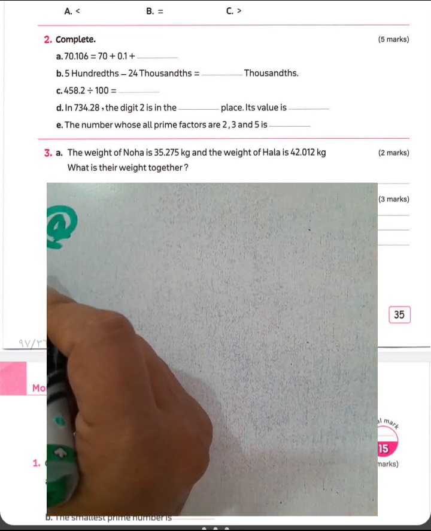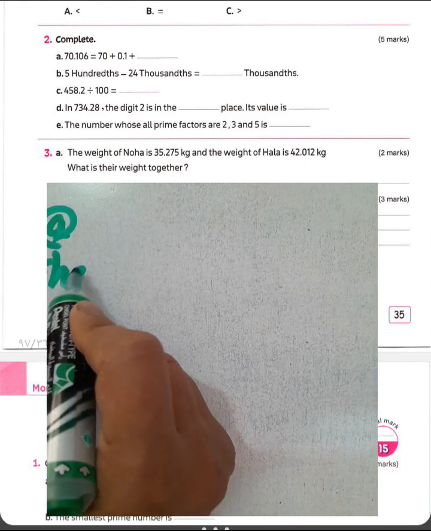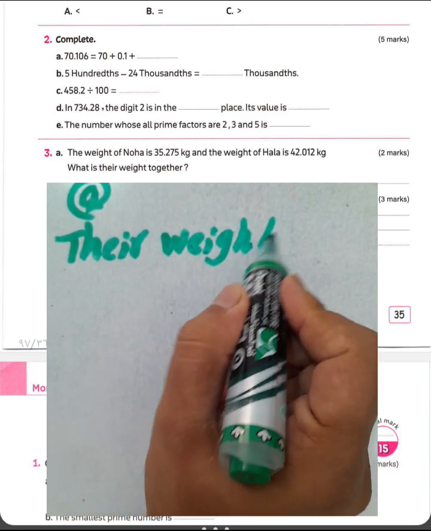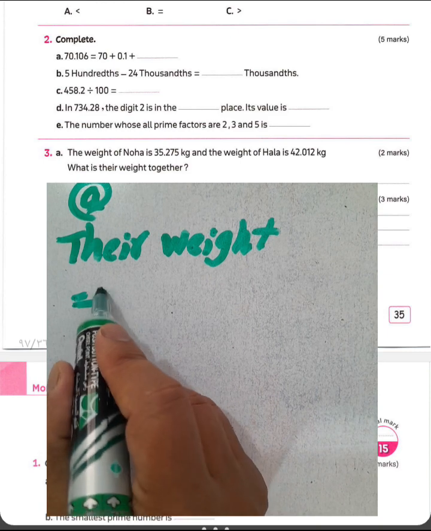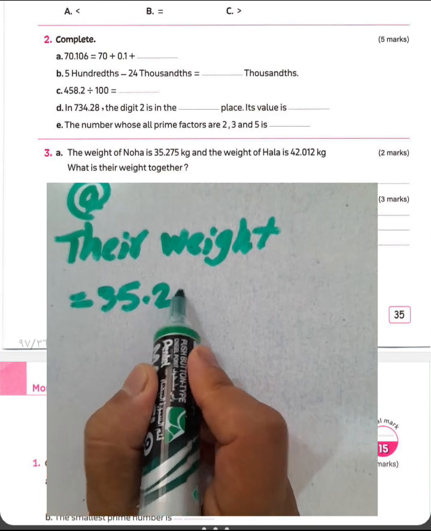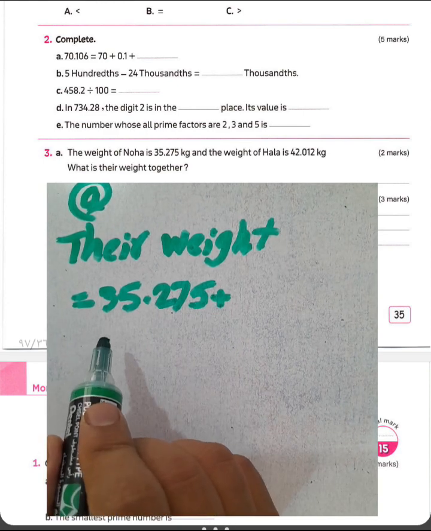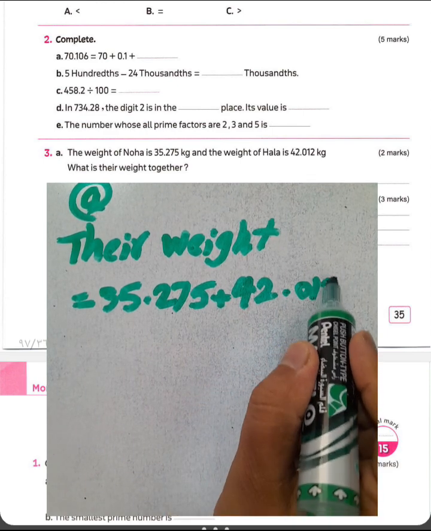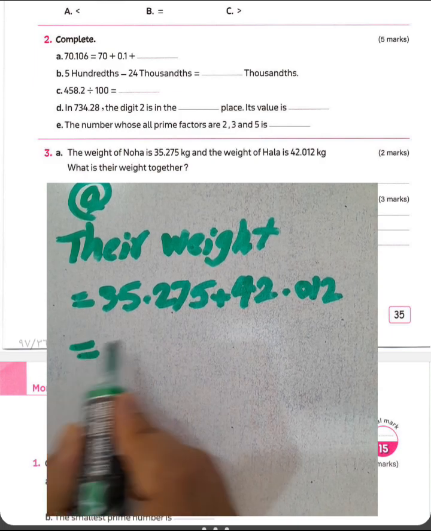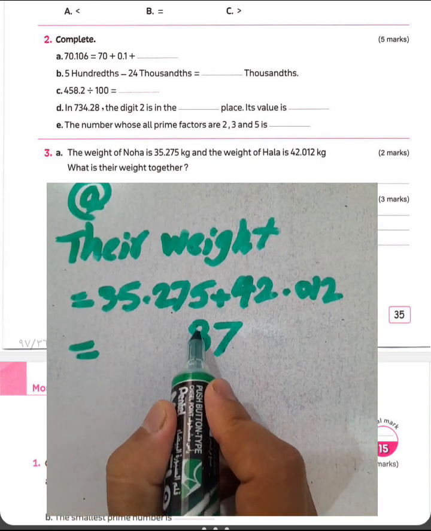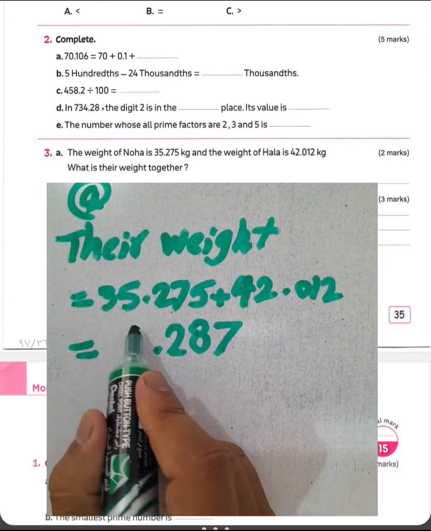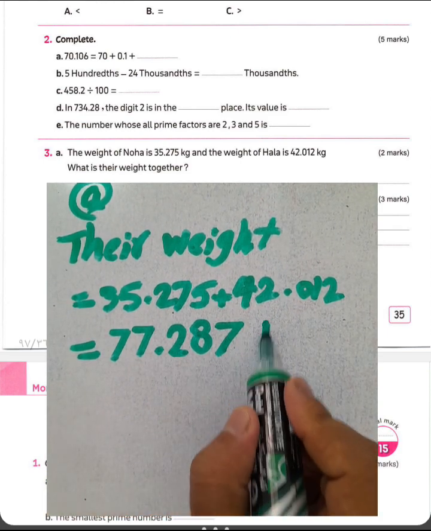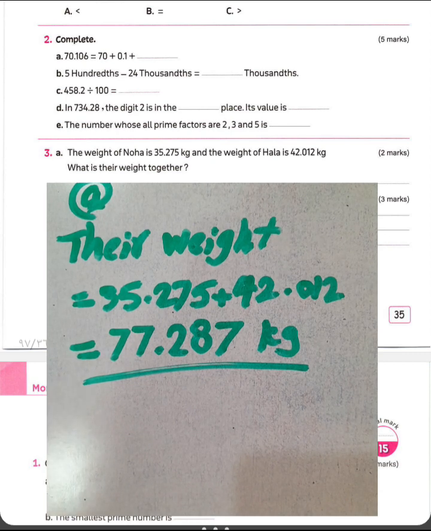Okay, letter A, we can find their weight. It will be equal to 35 and 275 thousandths plus the weight of Hala, 42 and 12 thousandths. We can add them. 2 plus 5 equals 7. 1 plus 7 equals 8. 2 plus 0 equals 2. 2 plus 5 equals 7. 4 plus 3 equals 7. The result will be 77 and 287 thousandths kilograms.